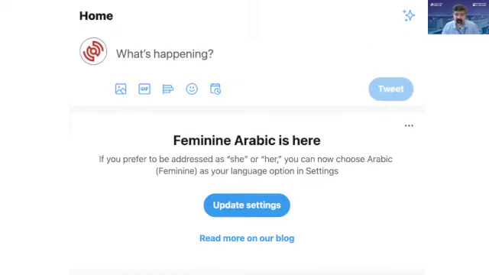And last thing about the market, this was really a pleasure to find at one point: Twitter decided it will actually allow its users to specify the gender preference. They call it the feminine Arabic. So instead of saying "gharrid", blah, blah, blah, you'd say "gharridi". But you have to specify it, I believe, to be able to actually use it that way.